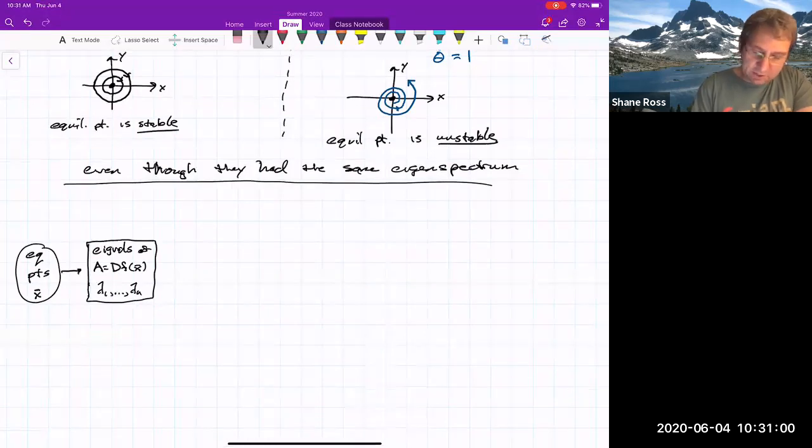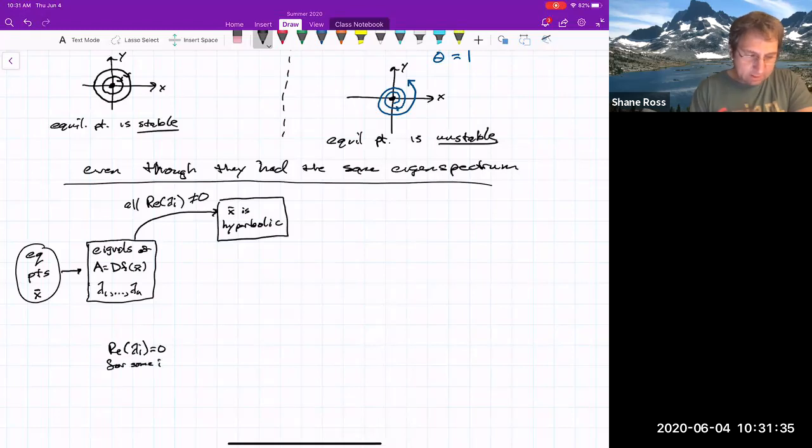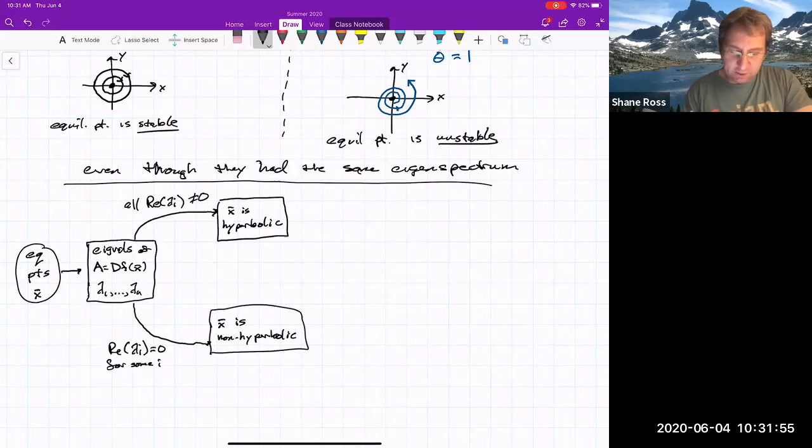And now it's sort of like a decision tree thing. If all the eigenvalues have their real part not equal to zero, then the point is called hyperbolic. X bar is hyperbolic. On the other hand, if the real part of the eigenvalue equals zero, just for some, even one eigenvalue, well, now we're following this other branch, and X bar is non-hyperbolic. Okay, let's start with the hyperbolic case.